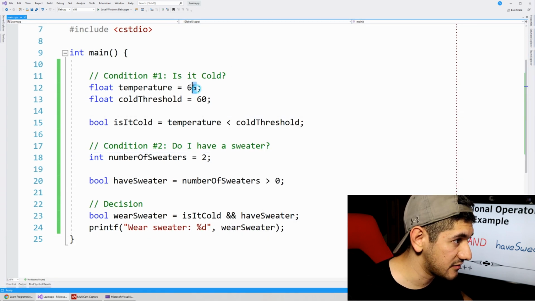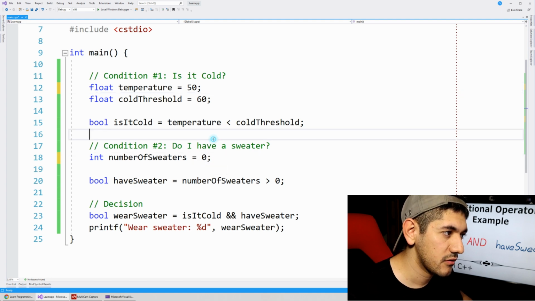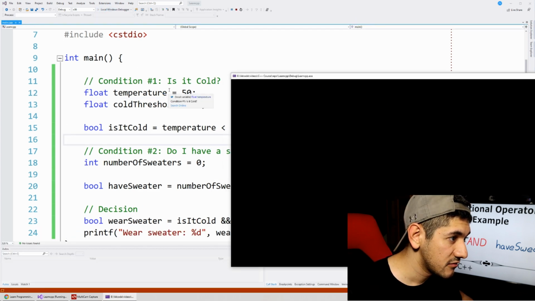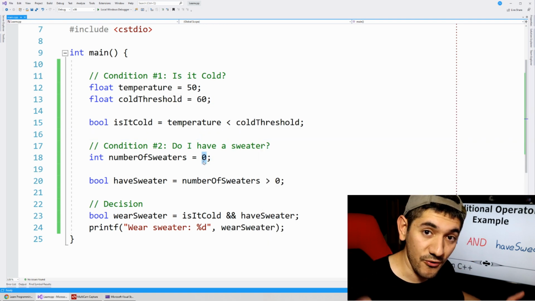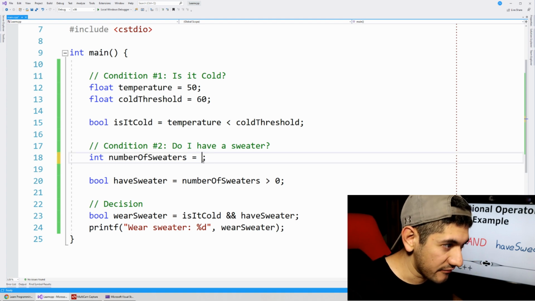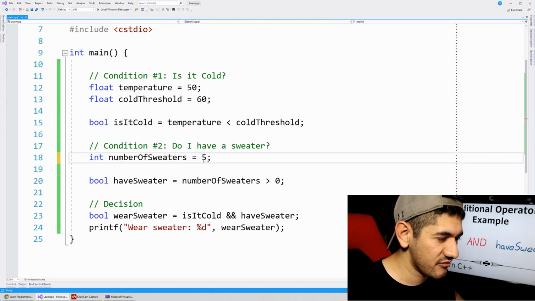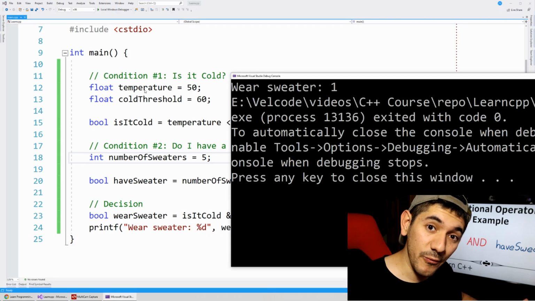Okay. Well, what if now it's 50, but I lost my sweaters. I don't have any anymore. What happens? Let's run this. Yeah, I cannot wear a sweater. Well, then I went to the store that day without my sweater and I bought one. Now let's say I bought 5, just for the sake of the example. And if I run this, well, now I will wear a sweater.